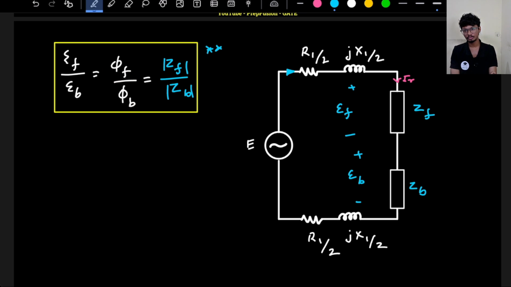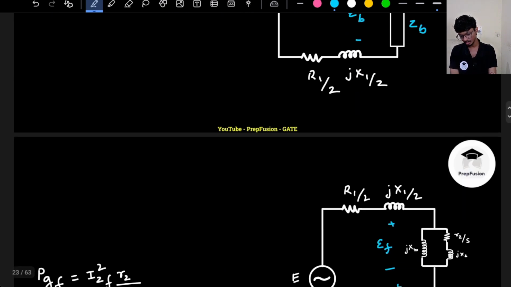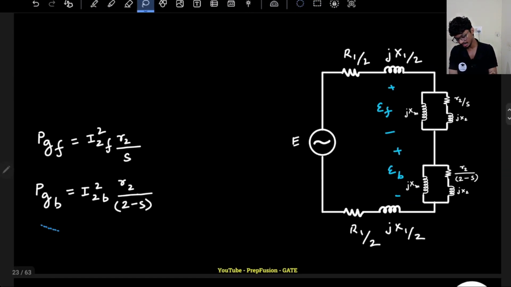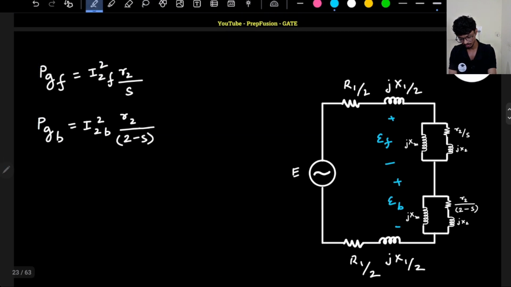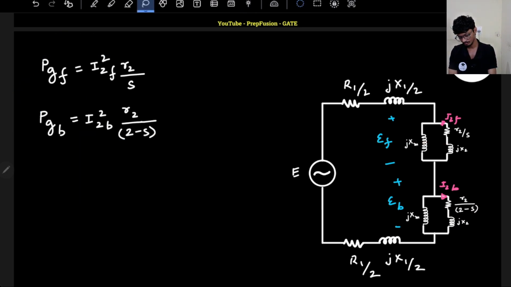Now let's discuss one more thing regarding the power. What is the air gap power of the forward field? It will be simply I2F, whatever current is flowing through the resistance, whole square into R2 by S, and the current flowing through the resistance here is I2B, whole square into R2 divided by 2 minus S. So that is the case over here. This is simple, right? It is just like a 3-phase induction motor. We are just revising the 3-phase induction motor, but with superposition. So I am writing two things here: forward field and backward field.